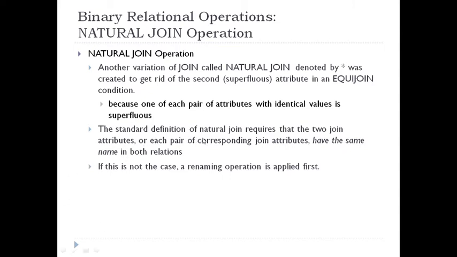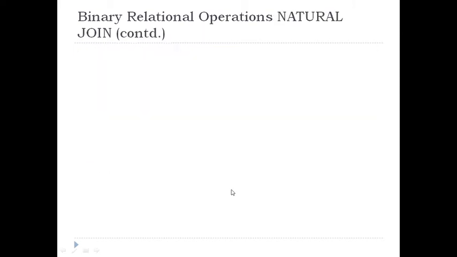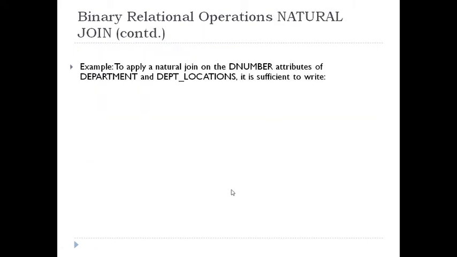The standard definition of natural join requires that the two join attributes, or each pair of corresponding join attributes, have the same name in both the relations. If they do not have the same name, then rename one of the attributes, make sure that both have the common name, then take the natural join. Now, we'll see the example.